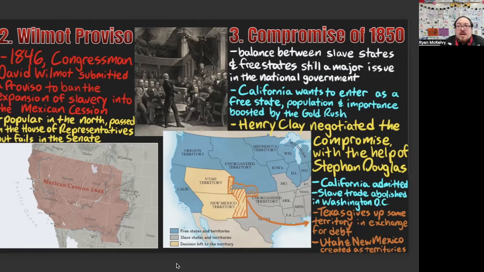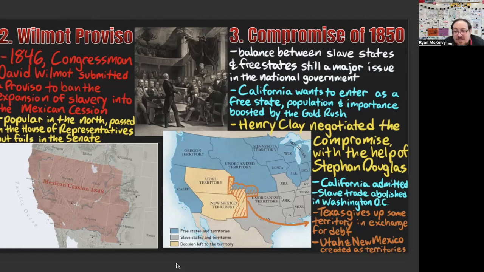And so the idea is that California is entering as a free state. It has a lot of population thanks to the gold rush. And Henry Clay is going to begin this, but he's getting kind of old now and running out of steam. And so he will eventually hand over negotiations to Stephen Douglas, a Northern senator who is a supporter of slavery despite coming from a non-slave state.